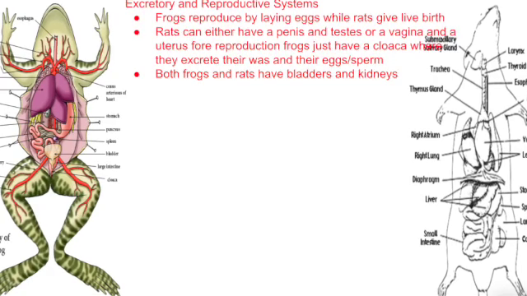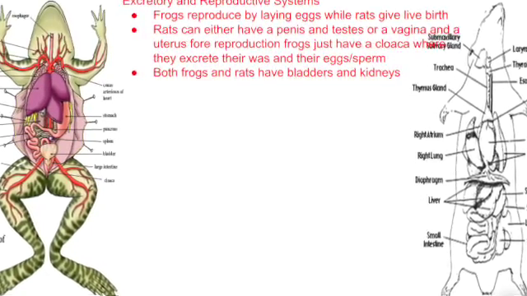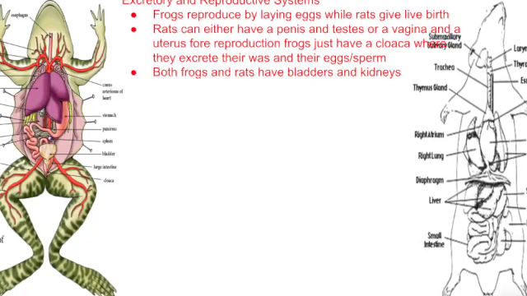Rats, on the other hand, will have a penis and testes or a vagina and a uterus, where fertilization will take place in the uterus during sexual intercourse.